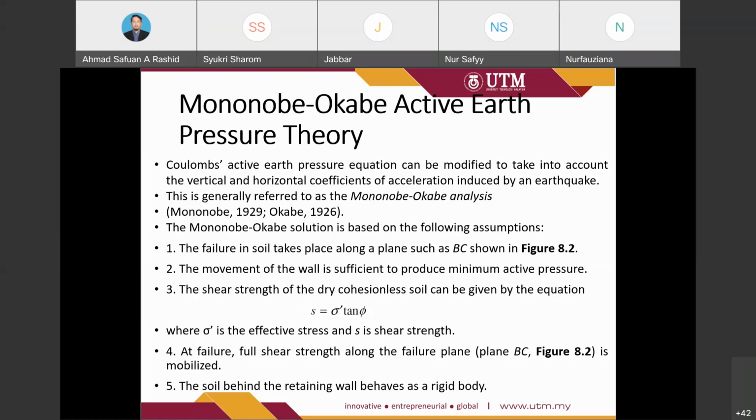The soil behind the retaining wall behaves as a rigid body. So this is the assumption made by what we call the Mononobe-Okabe approach, which is similar to the static one. So that's why they only improvise the static equation, to cater for the earthquake event.